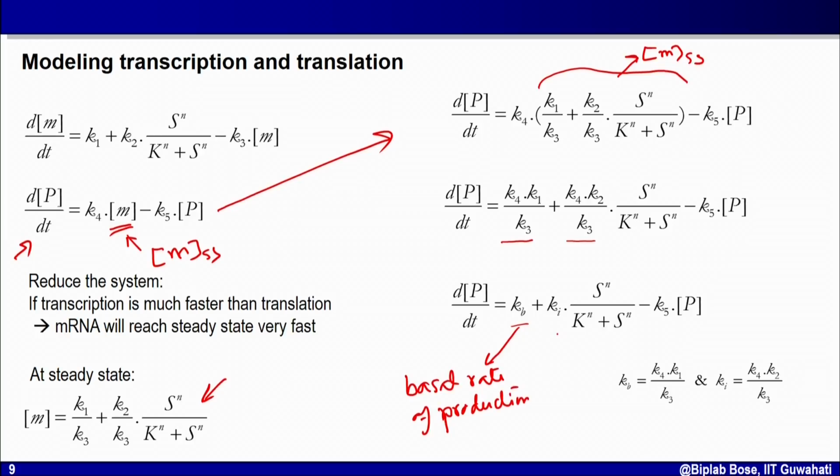Plus Ki, the maximum rate constant for inducible production of the protein, into the Hill function involving the signal S, that is S to the power n divided by K to the power n plus S to the power n, where K is the Hill constant, minus K5P, that is the first order degradation. Spelled out here, Kb equals K4 into K1 divided by K3, whereas Ki is K4 into K2 by K3. So I have only one ODE now.